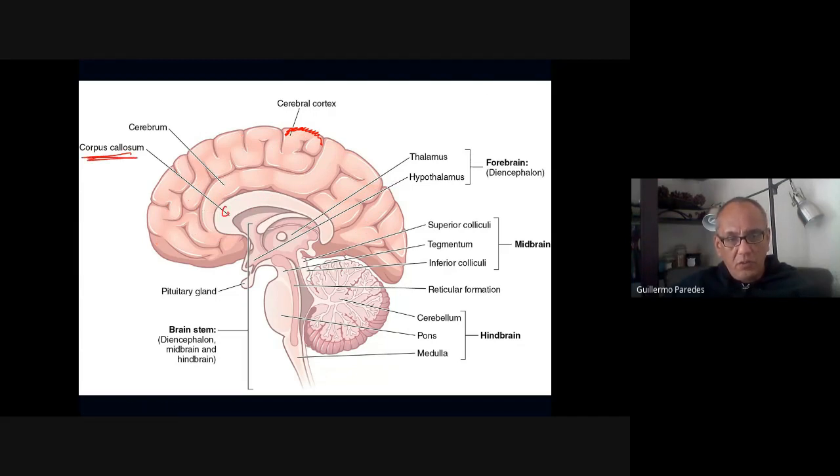That is the bridge. The corpus callosum is the bridge that allows the transmission of messages from the right to the left, and from the left to the right. Okay. Then we have here the thalamus, and the hypothalamus, this area. This is the hypothalamus. So the hypothalamus is nervous tissue, yes or no? Yes.